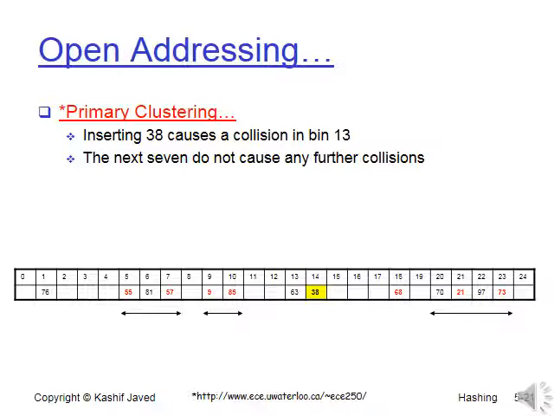55 mod 25 is 5. We insert it in bin 5. 73 mod 25 is 23, so it gets inserted in bin 23. 57 mod 25 is 7, therefore we insert 57 into bin 7.